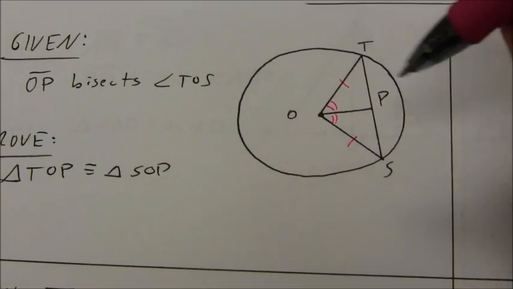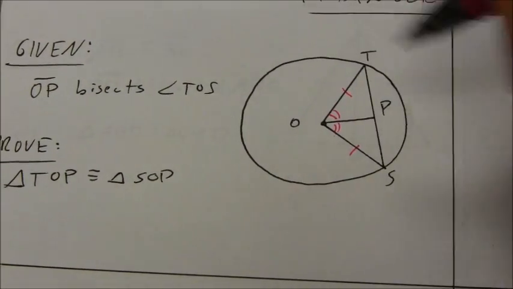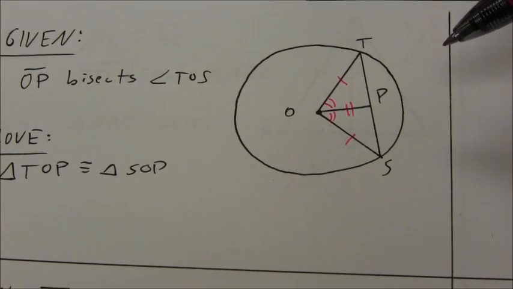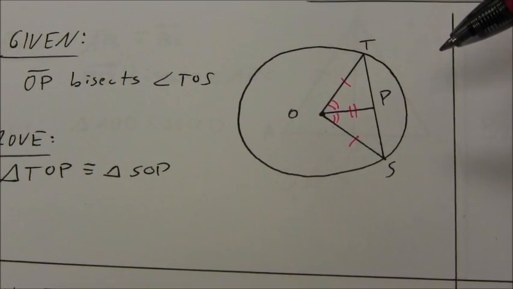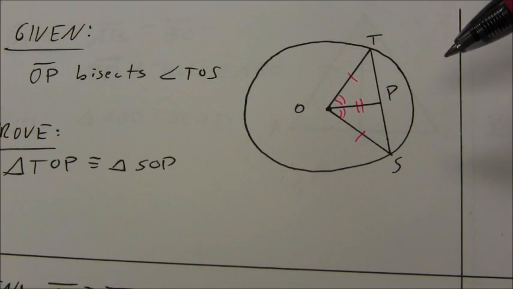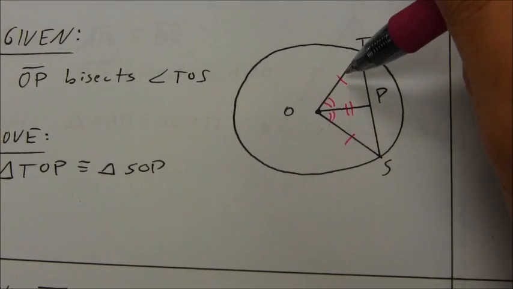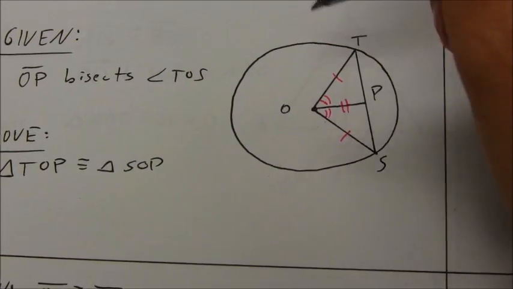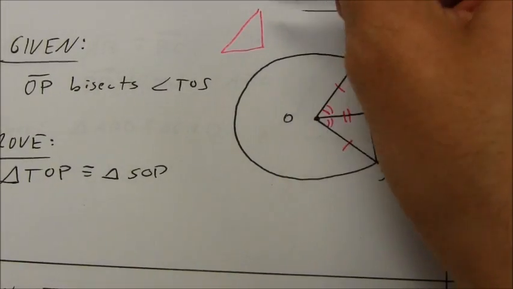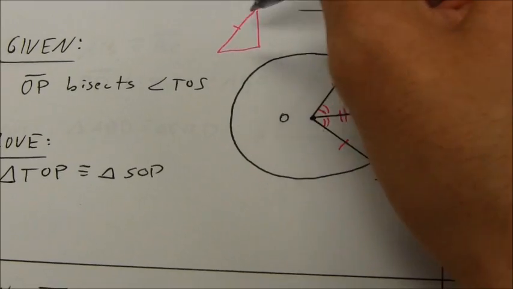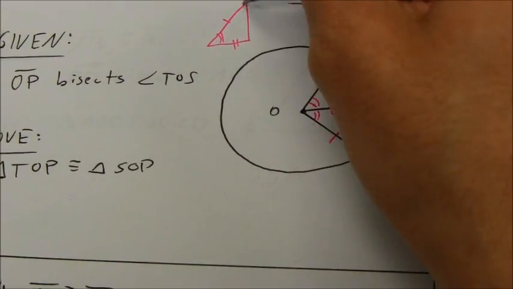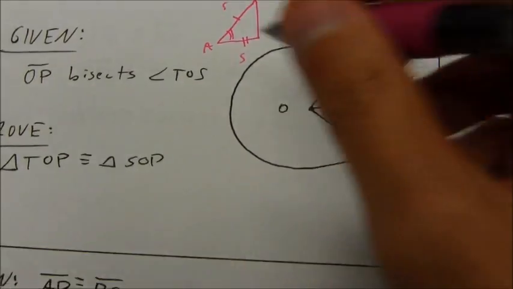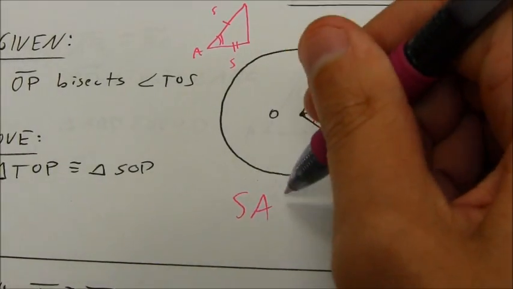And remember the reflexive property. I have a shared side between these two triangles. So we can say that OP is congruent to OP. Once again, you want to make sure that you're moving around the perimeter of only one triangle. In this case, I have a side followed by an angle followed by a side. If you need to draw that separately, you can do that off to the side here. That's the relationship I have for one triangle. So a side, an angle, and a side. And that's going to be my congruence rule.